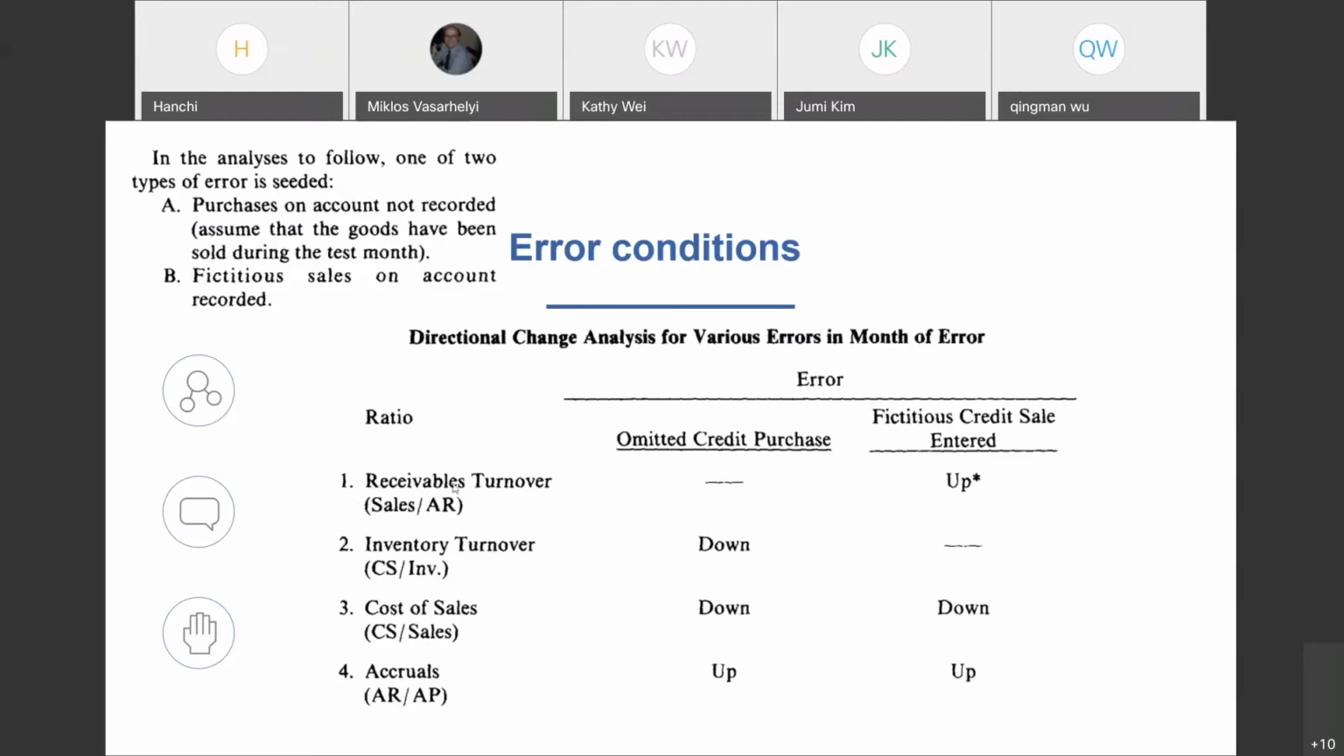For example, if there is an omitted credit purchase, there will be a decrease in the inventory turnover, a decrease in cost of sales, and an increase in accruals. If there are fictitious credit sales entered, there will be an increase in the receivable turnover, a decrease in cost of sales, and an increase in accruals.